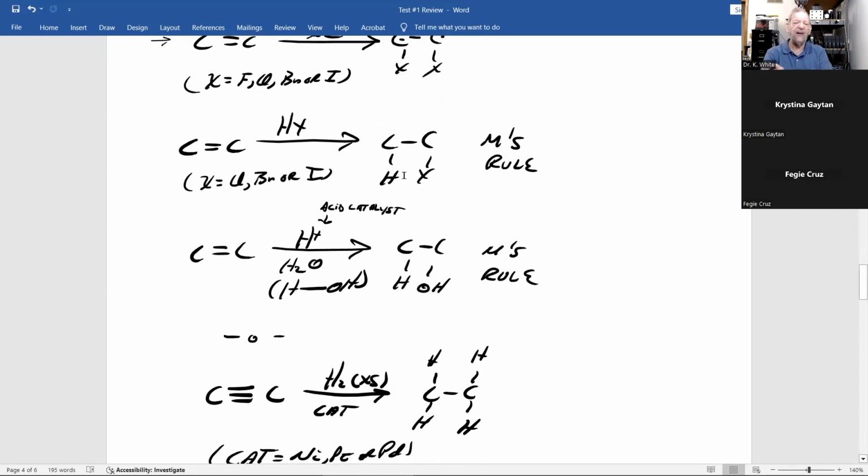Now, what happens when you're not adding the same thing to each carbon? That's called unsymmetrical addition. And here, the first example, we have HX, where X can be chlorine, bromine, or iodine, reacting with a double bond. You break the pi bond, 1 carbon gets hydrogen, the other gets the halogen, and it follows Markovnikov's rule. The carbon with the most hydrogens gets the hydrogen, the other carbon gets the halogen. Let's look at that.